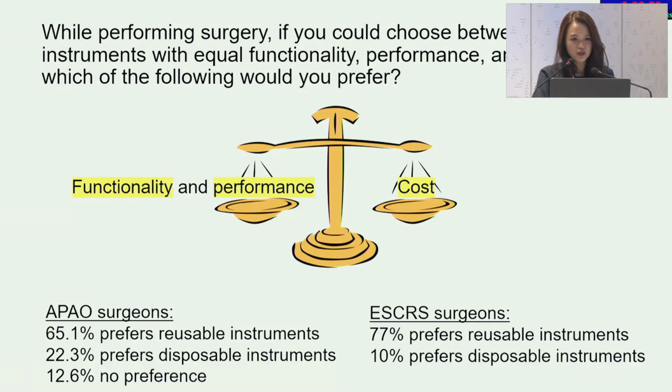So if you could choose between equal functionality, equal performance, and equal cost, 65% of ophthalmologists in the Asia-Pacific would prefer to use reusable instruments, compared to 77% in the European region.